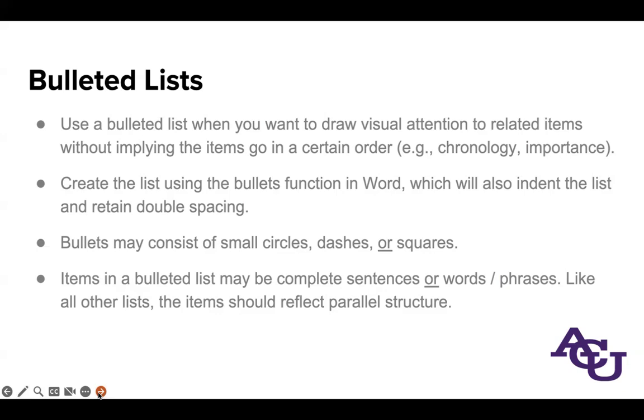You will create your bulleted list again using the bullets function in Word, which will automatically indent the list for you and keep it double spaced. In APA, your bullets may consist of small circles, dashes, or squares, and the items in the list may be complete sentences or words or phrases. Like all other lists, the items in a bulleted list should reflect parallel structure.